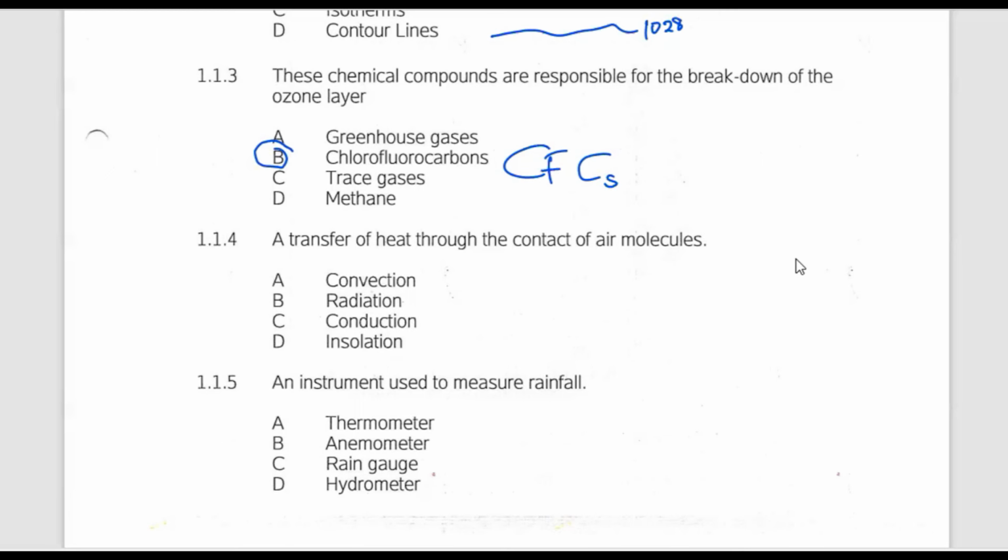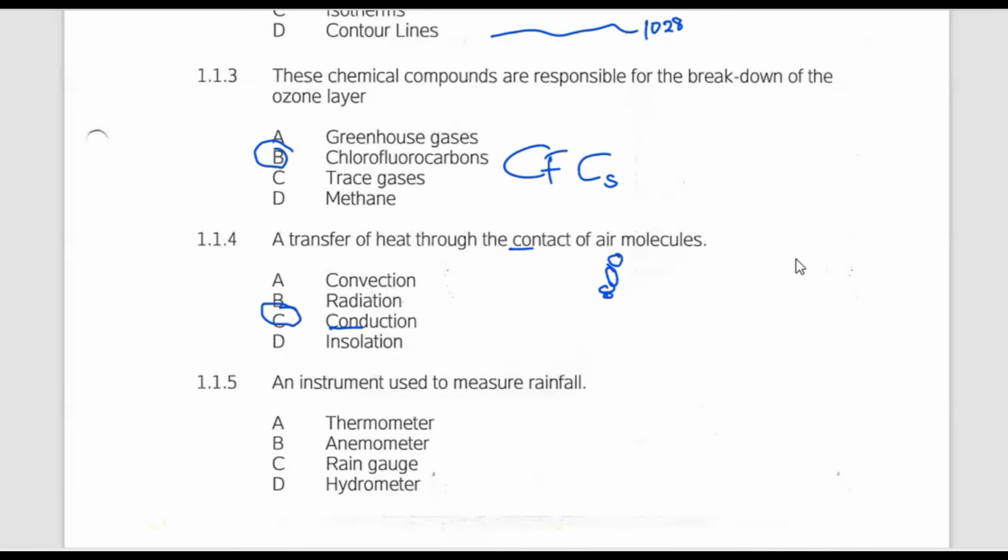Right, then we go to the next question, number 1.14. It says, a transfer of heat through the conduct of air molecules. We are saying air molecules are getting into contact and they give each other heat. What kind of heat transfer is done through conduct? The term suggests they are conducting each other, as in conduction. So the correct response is conduction. Through conduction, the air molecules come into contact and they pass heat to each other, so that the heat is transferred from one to the other.